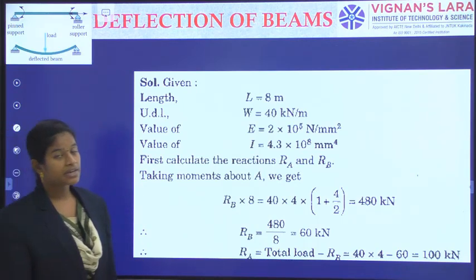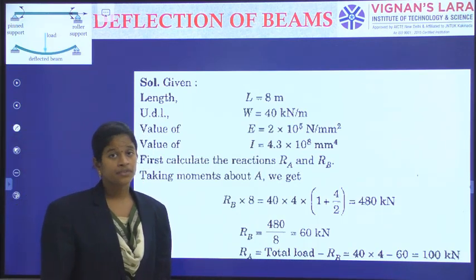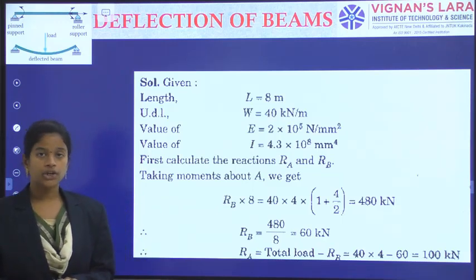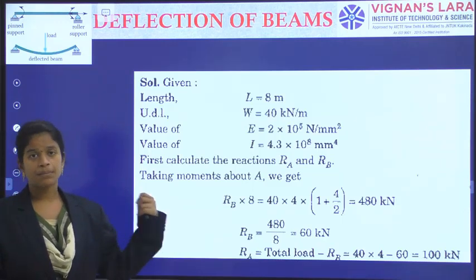Once you are getting RB answer, I can calculate RA answer. Yes, the total upward force is equal to the total downward load. The total downward load is 40 into 4, and the upward forces are RA plus RB.